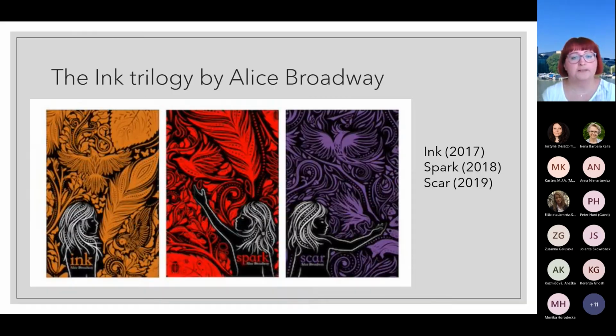So the first one is the Ink trilogy by British author Alice Broadway. And it's Ink, Spark, and Scar from 2017 to 2019. Now, this is difficult to categorize because it's published by Scholastic, which is Scholastic Children's Books. But actually, I think it's on the verge between children's and young adult. And because this community is for children's literature, I thought you might find it interesting. They are very beautiful stories, very interesting world building stories.